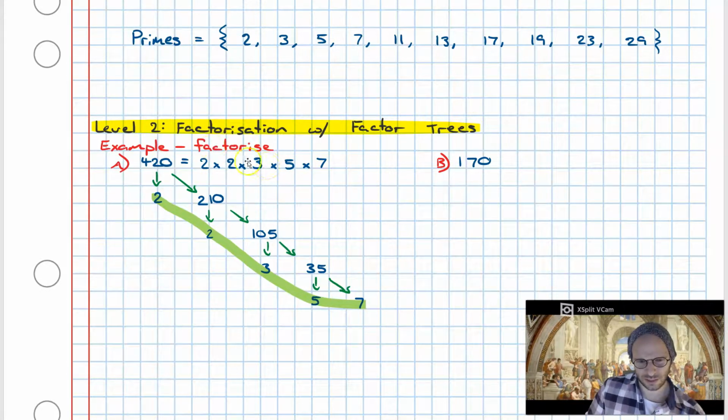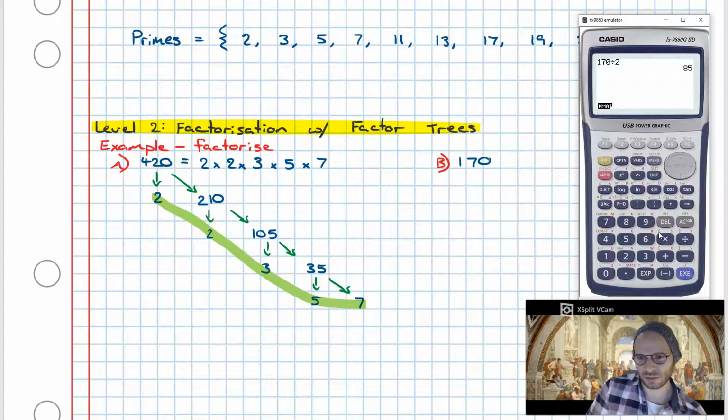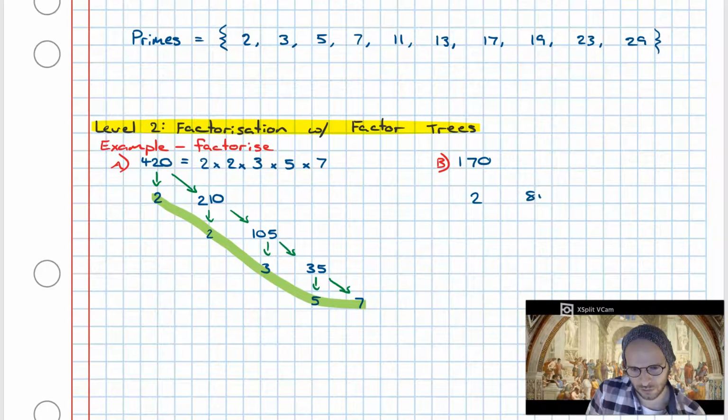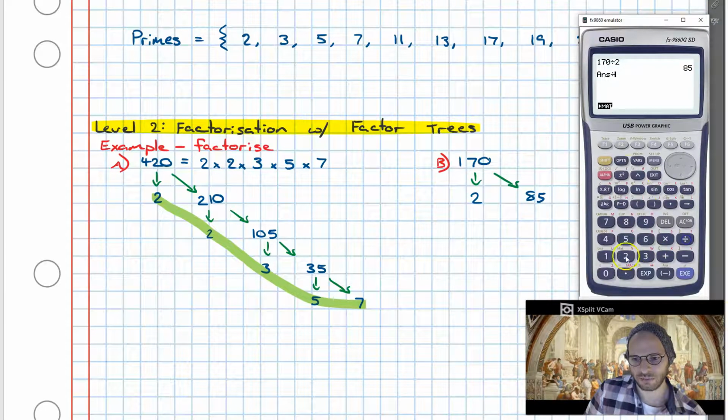Now let's showcase this technique one more time with 170. Getting the calculator up, we'll clear our memory so we don't make any mistakes, and then we'll enter 170. Starting from the top, we look at the prime number 2. So we go 170 divided by 2. It's going to give us a value of 85. So we'll write 2 and 85. Next step, we go 85 divided by 2. What you're going to see is we once again get a non-whole number, or a decimal. So 2 is not a factor again.